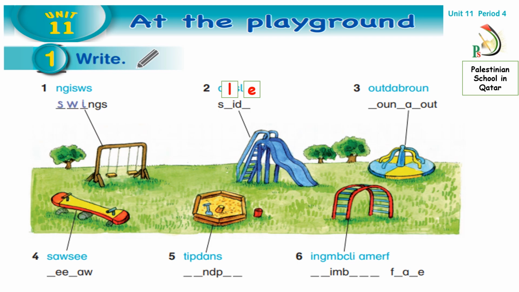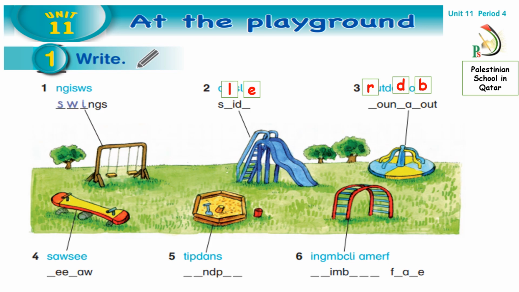What is it? The roundabout. Excellent. The roundabout. Can you write the missing letters? Yes. What is the first letter here? R. Round. D, excellent. How do you spell the word roundabout? R-O-U-N-D. A, then? Excellent. B-O-U-T. Great job.